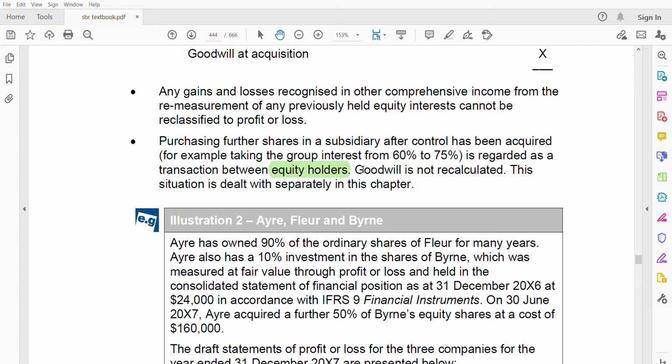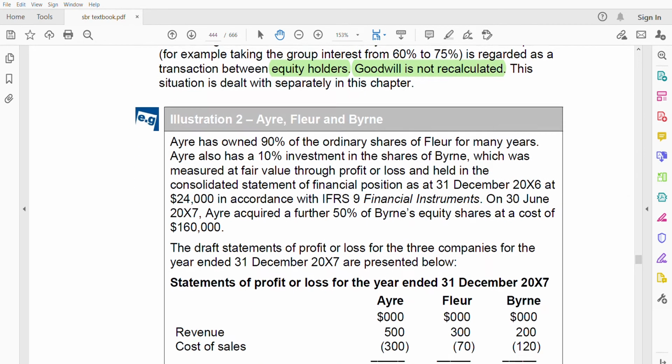So goodwill you do not calculate. Goodwill is not recalculated. Goodwill you calculate only the first time when you have bought the 60%. The second time when you are increasing it by 15%, you don't calculate goodwill. This situation is dealt with separately in this chapter. Okay. We have a rule for that as well.